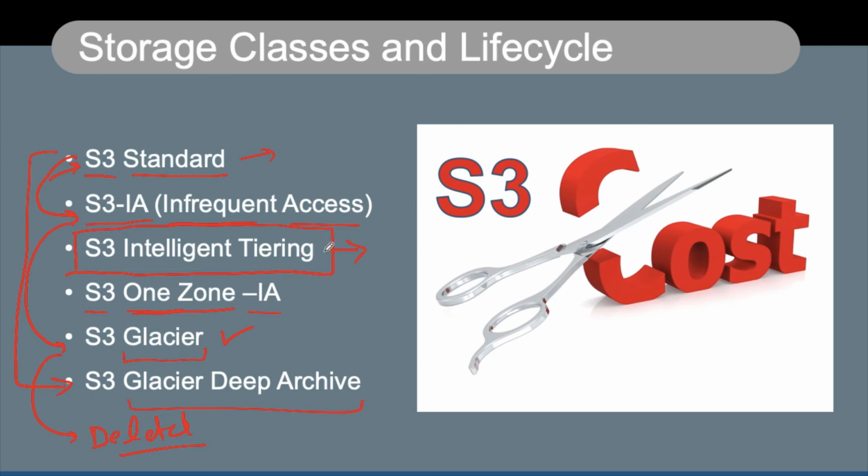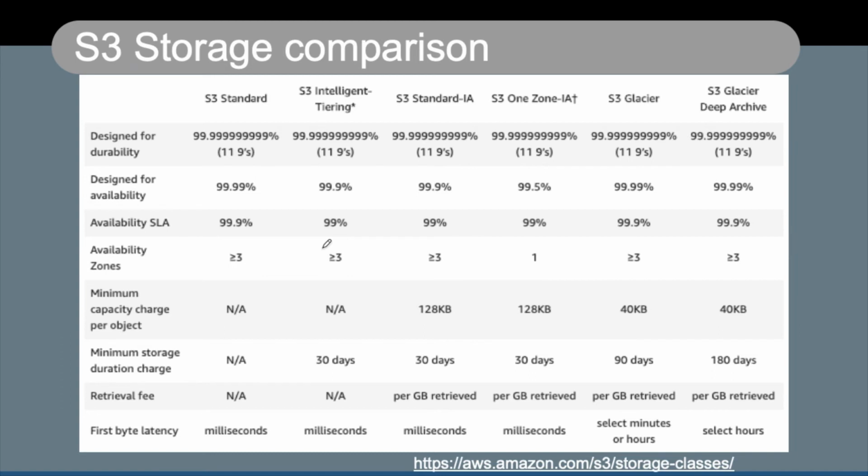Now, just to take an example, if I talk about S3 Standard, which has 11 nines of durability, but if I look at the design for availability, let's say there are availability zones, so it will be stored in more than 3 availability zones.